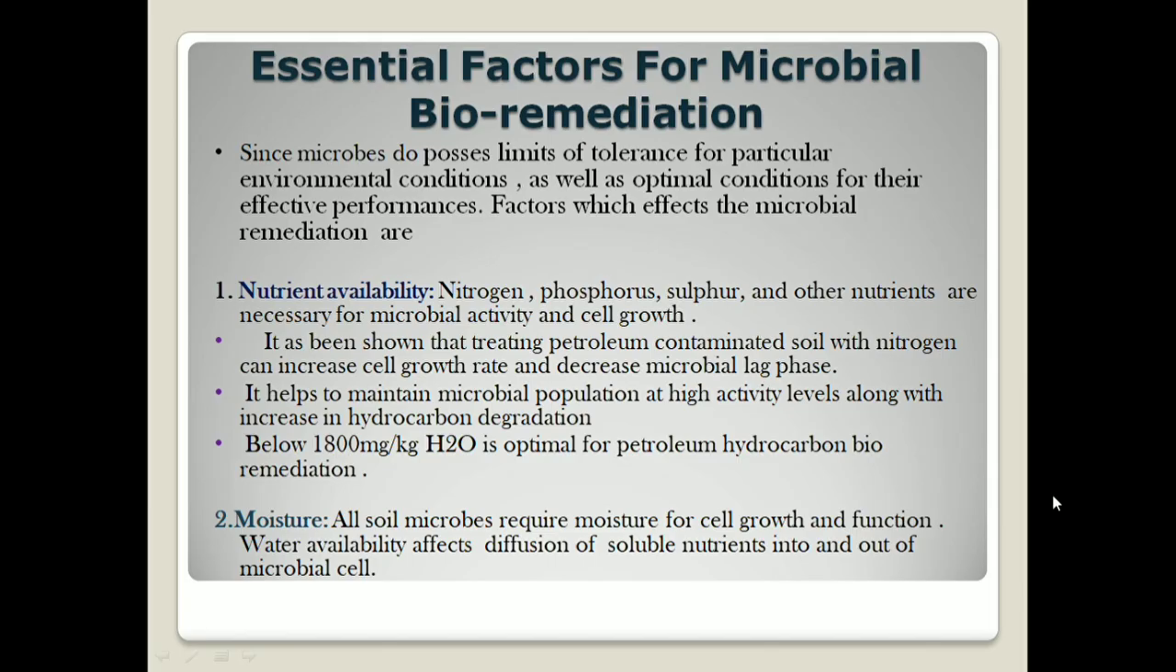Essential factors for microbial bioremediation. Since microbes possess some limits of tolerance for particular environmental conditions such as temperature and pH, as well as optimal conditions for their effective performance, let us understand which factors affect the rate of microbial bioremediation. First, nutrient availability. Nitrogen, phosphorus, sulfur, etc. are some of the nutrients which are necessary for microbial activity and cell growth.